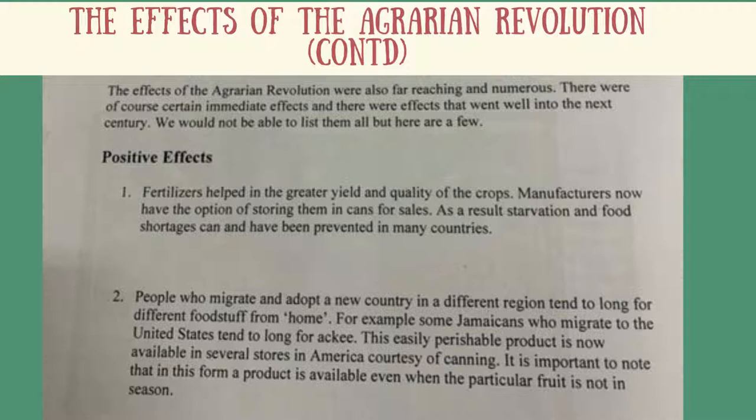People who migrate and adopt a new country in a different region tend to long for different foodstuff from home. For example, some Jamaicans who migrate to the United States tend to long for ackee. The easily perishable product is now available in several stores in America, courtesy of canning. It is important to note that in this form, the product is available when the particular fruit is not in season.